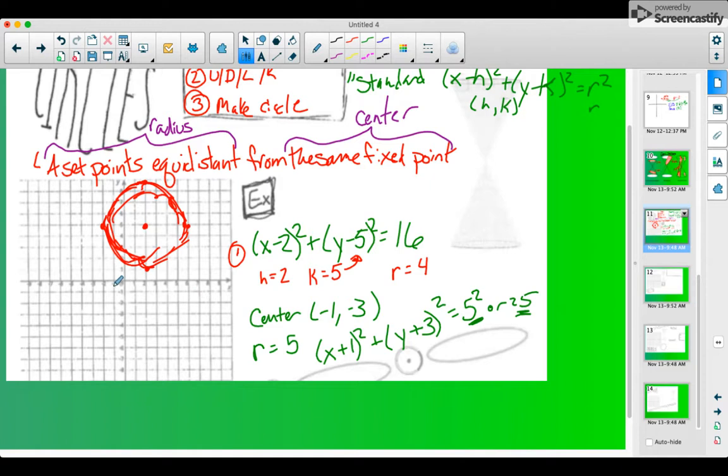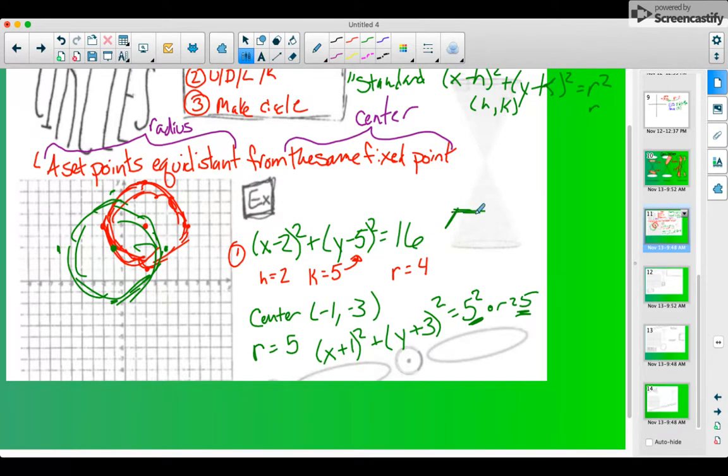So if we were to graph this, center (-1, -3), we go out 5 in each direction. There, there, there, and there. And then you just do your best to make a circle that would connect to those points. So that's basically circles.